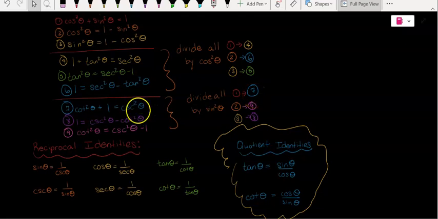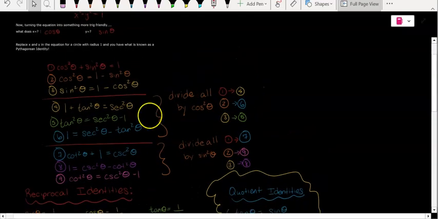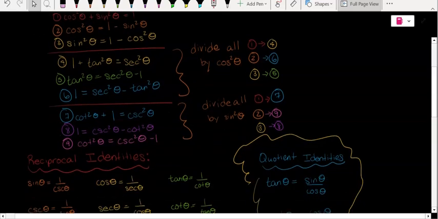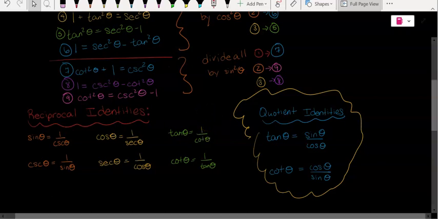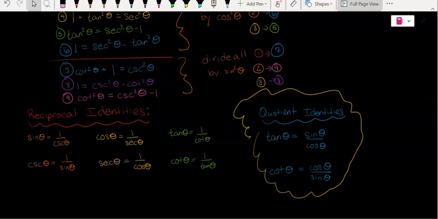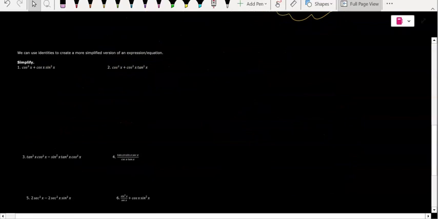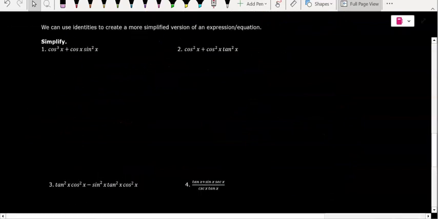All right, in the last video, we left off after doing all 9 different Pythagorean identities, where they came from, what they were, and doing what our reciprocal identities are and what our quotient identities are. In this video, we're going to start by simplifying our identities or simplifying equations that we have and seeing what we can do here.